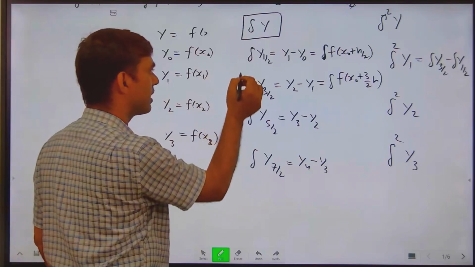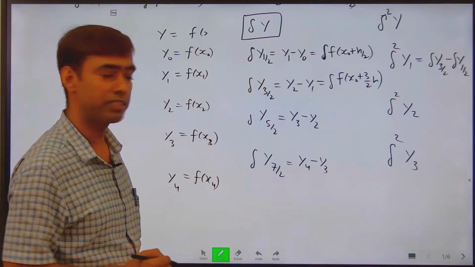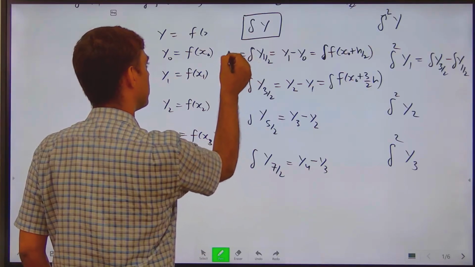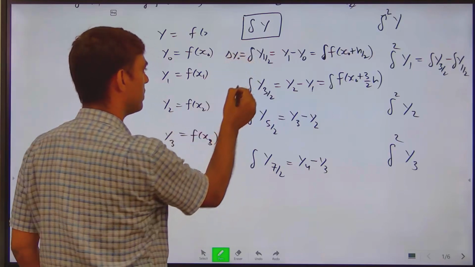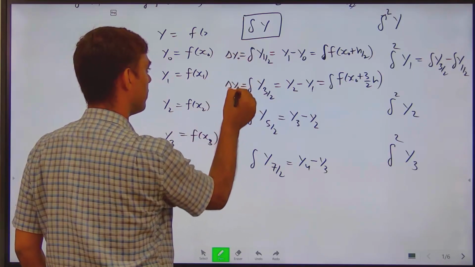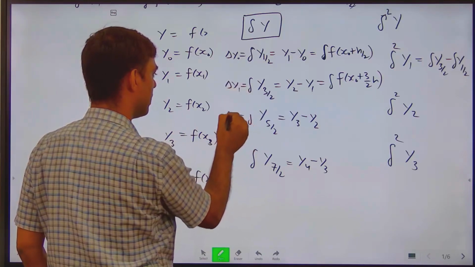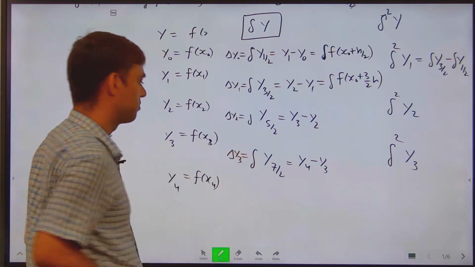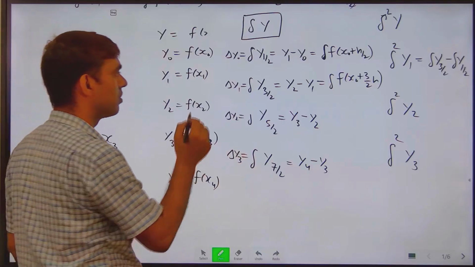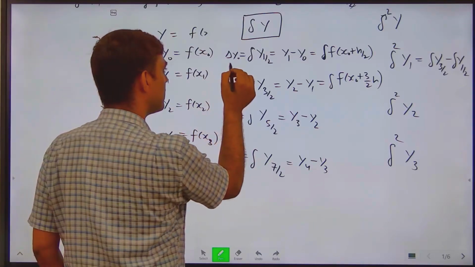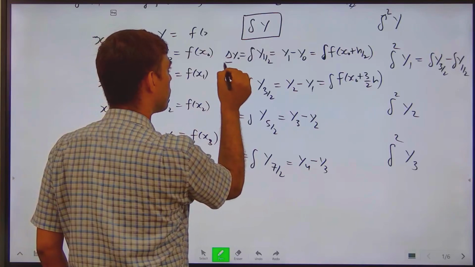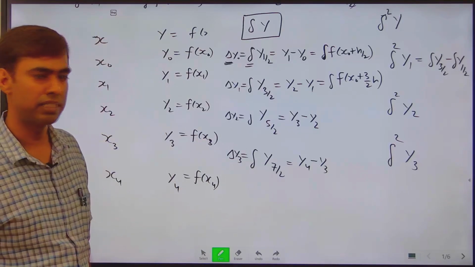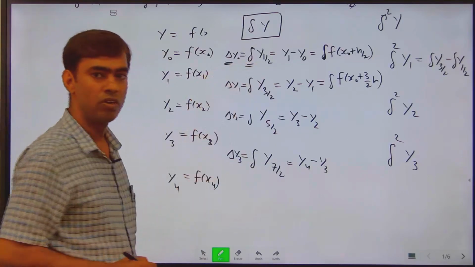If we try to write this in terms of the forward difference operator, this one is del y0, this one is del y0, and this one is del y1. This one is del y2, and this one is del y3. So, you may also say this is a relation between forward difference and central difference, meaning del y0 equals delta y1 by 2.